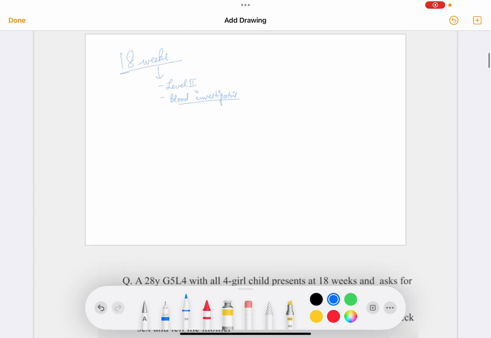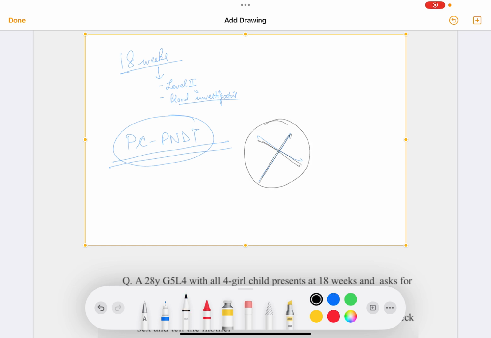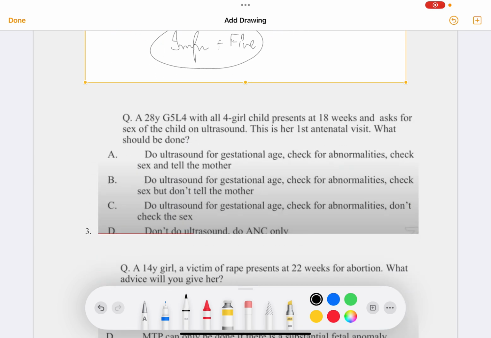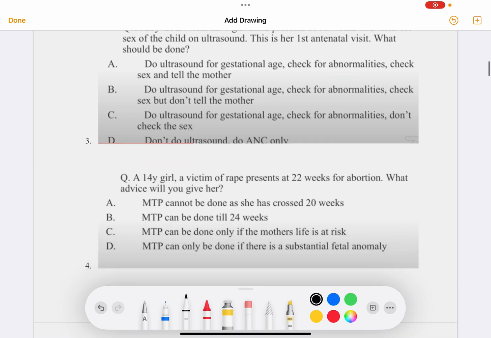This is because the PCPNDT Act, that is the Preconception and Prenatal Diagnostic Techniques Act, says that sex determination is banned in India. You cannot determine the sex of a child and you cannot disclose it. If you disclose it, then you have both imprisonment plus fine, both have to be given. So that is why you will do the ultrasound. Of course, you cannot say no to the patient. You will also check for all the abnormalities because she has presented to you at 18 weeks period of gestation, but don't check the sex of the child.